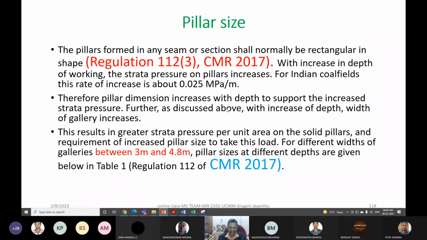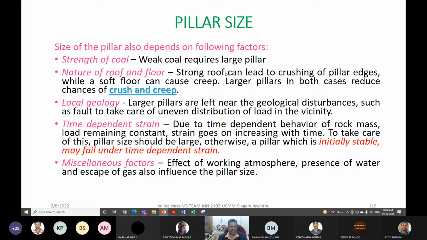It may be 111 or 112. You can see from the regulations book also. Now, therefore, pillar, and this is already shown here, for different widths of the galleries between 3 meter and 4.8 meter, pillar sizes, different depths are given. Of course, it was already shown in that.